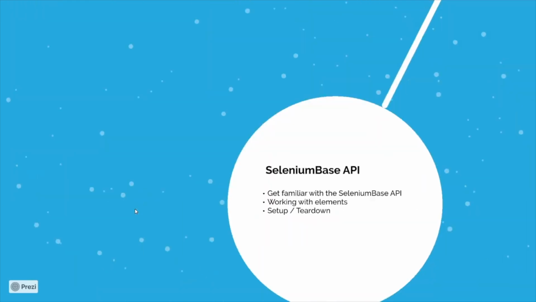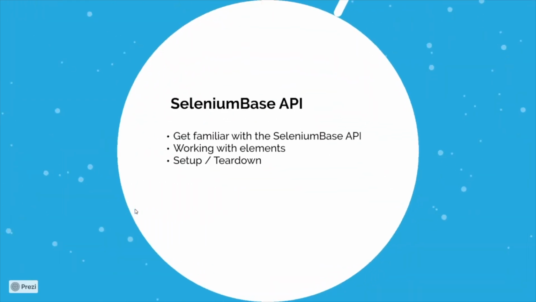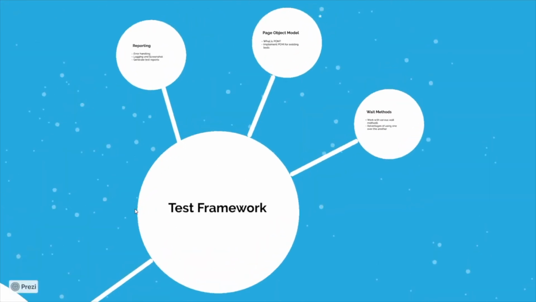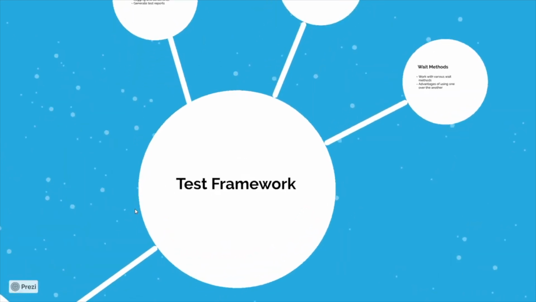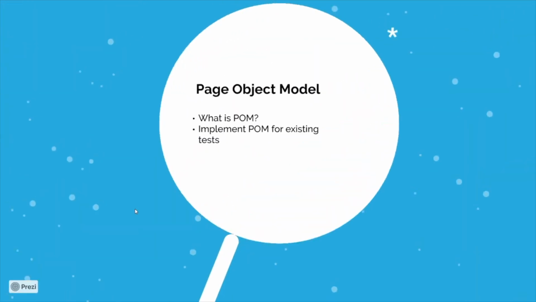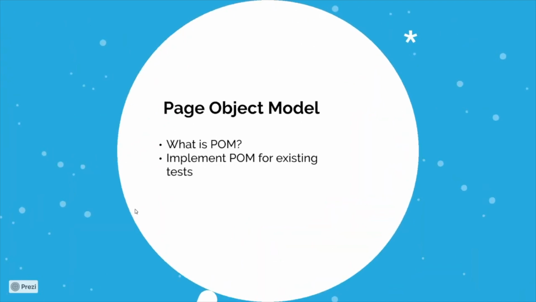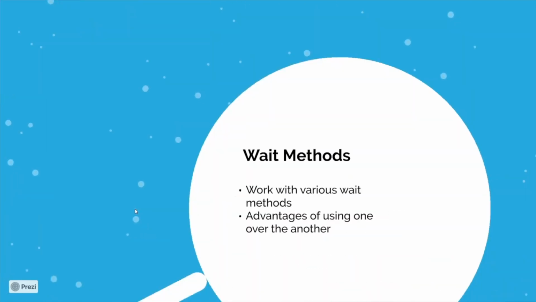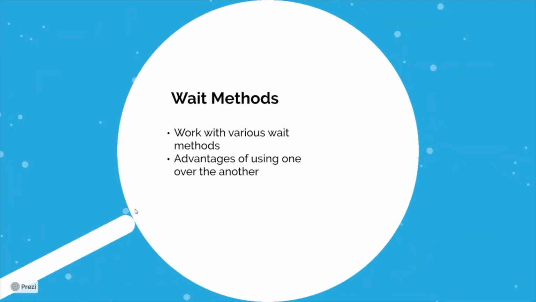After that, we deep dived into the APIs of SeleniumBase and looked into the different features that it offers us. We also covered how to work with various elements and looked into setup and teardown method for optimizing our framework. So from there, we moved on to building our test framework. We began with learning page object model and how to implement page object model within our test. Then we also learned how we can stabilize our framework by learning different wait methods that are available to us.